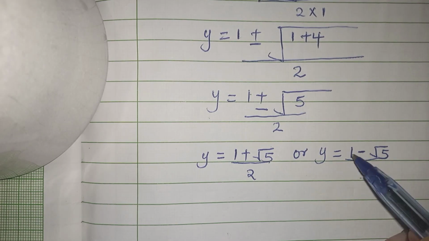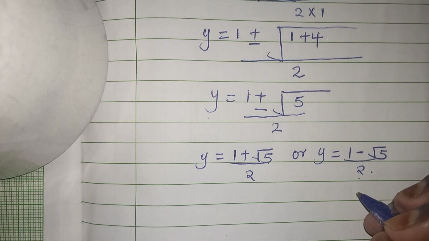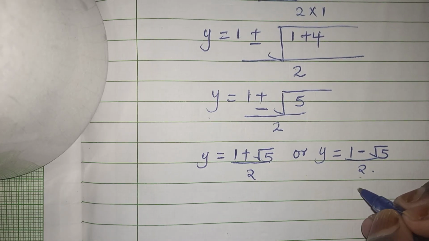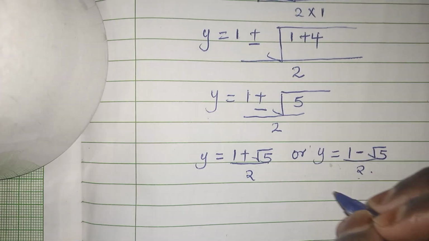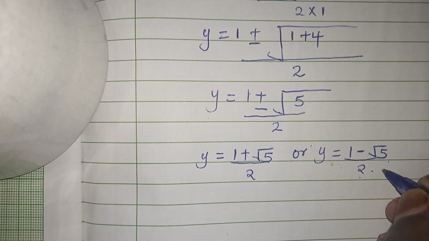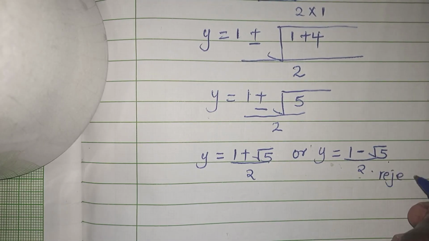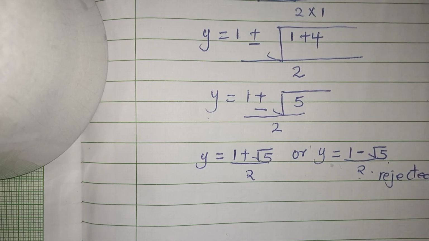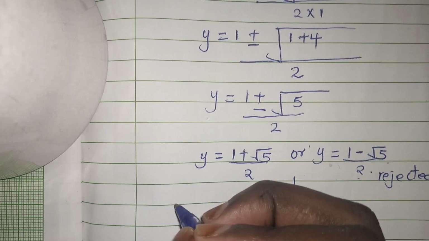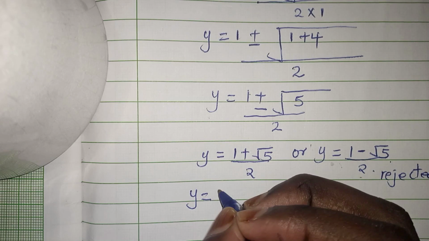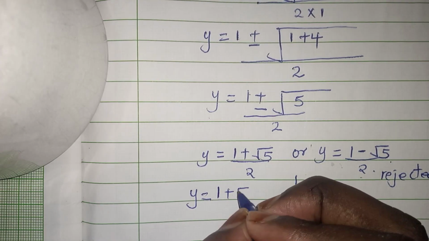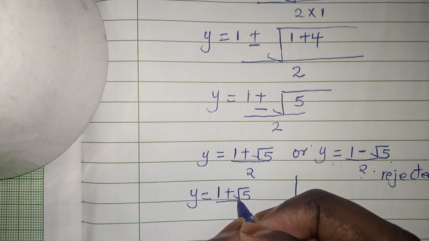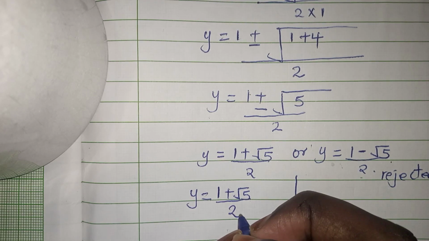So this, when you solve this, you will get a negative. So we will reject this because a negative is less than 0, it's not greater than 0. This one is rejected. So let us use y is equals to 1 plus the square root of 5 over 2.